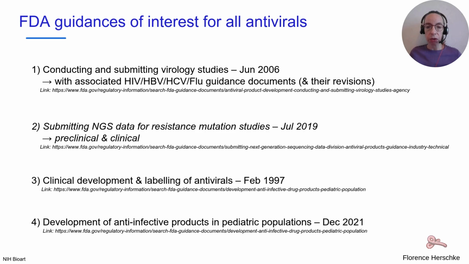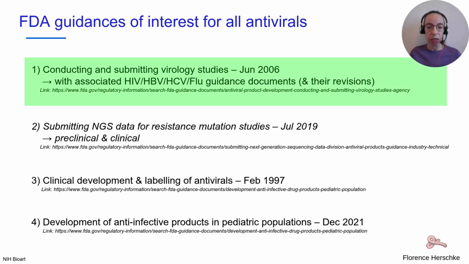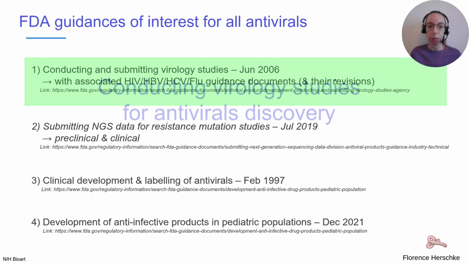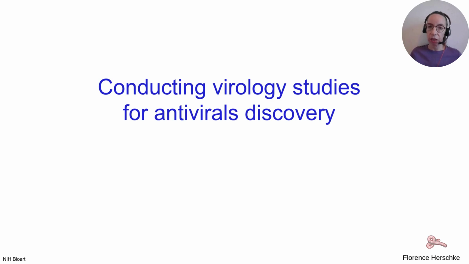I will mainly focus on the first 2, as they are also applicable to preclinical data, and actually mainly on the first one. The second one on NGS data contains only very obvious data that you would like to share with the FDA when you submit such information. So let's have a look at the first guidance document on conducting virology studies for antivirals discovery.